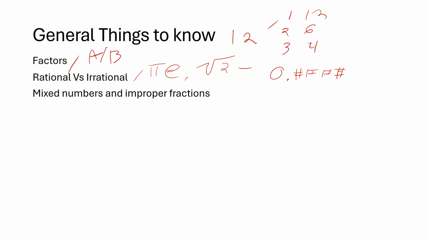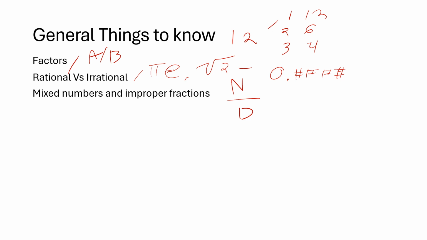Mixed numbers and improper fractions. Mixed numbers are improper fractions, just looking a little better. First, let me talk about fractions real quick. You're going to have your numerator and your denominator. A proper fraction's numerator is always lower than its denominator. If your denominator equals 0, it is considered undefined.